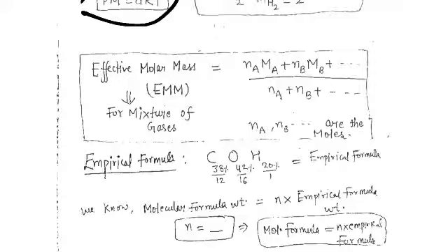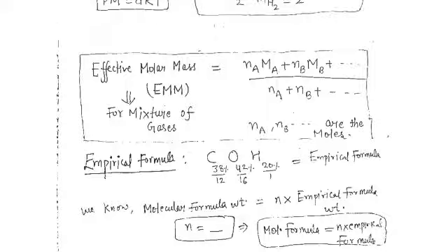Say if N2 is present 2 moles and O2 is present 1 mole, then Na will be 2, Nb will be 1, and Ma and Mb are the masses of N2 or O2. Alright, so in this way you can calculate the effective molar mass.